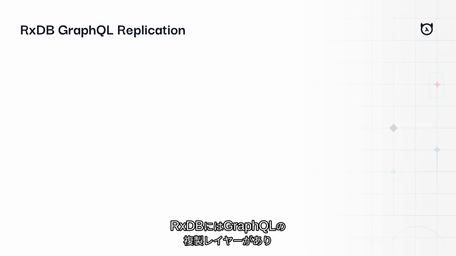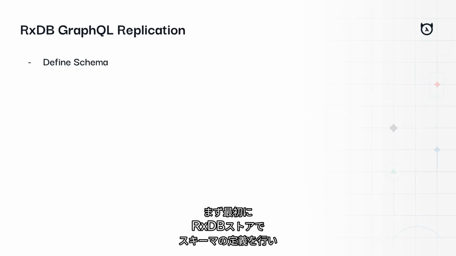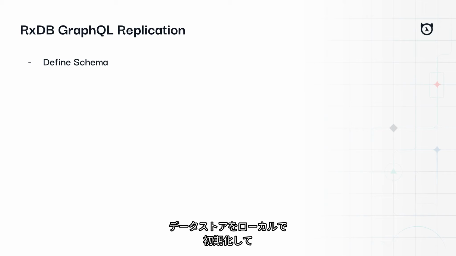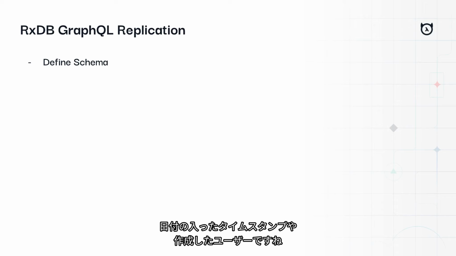So RxDB has a GraphQL replication layer, and that lets you sync it with the GraphQL endpoint. You start off by defining a schema in the RxDB store. You initialize the data store locally. It will create a NoSQL store, and then you also define a schema. So let's say we are creating a to-do app. We have the ID, the title of the to-do, the created timestamps, and the user who created it, right? So we have a bunch of these fields that need to be created.